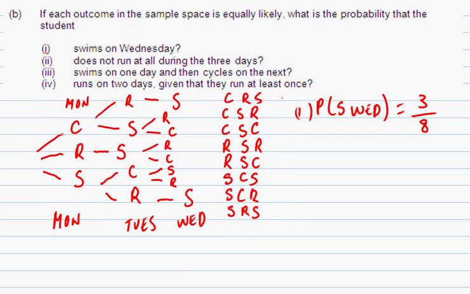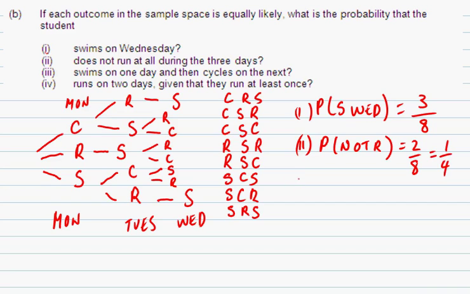For number 2 here, it says does not run at all during the 3 days. So are there any ones that didn't have an R in them for running? There's twice there, there's once here, there's none there, and that's 2 out of 8. So the probability of not running equals 2 out of 8, or 1/4.